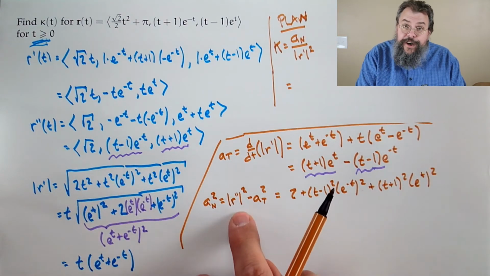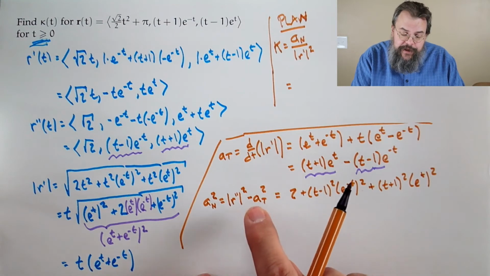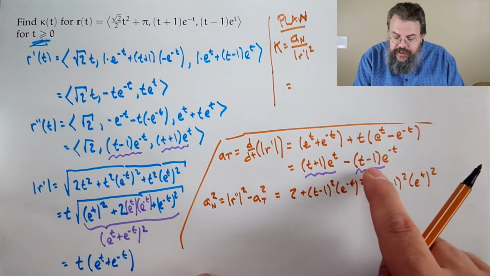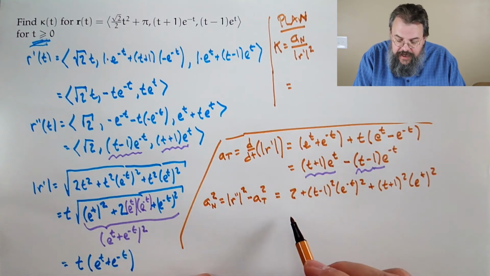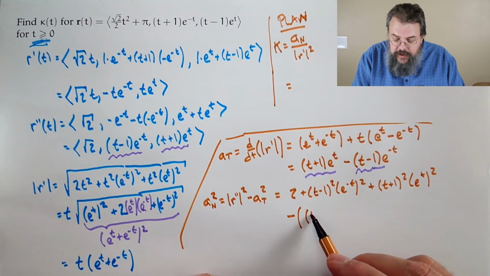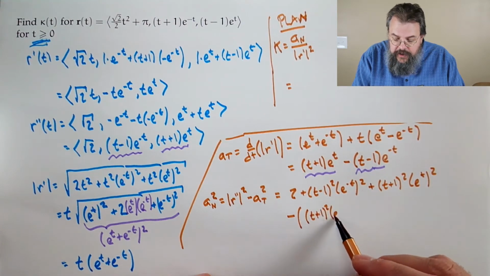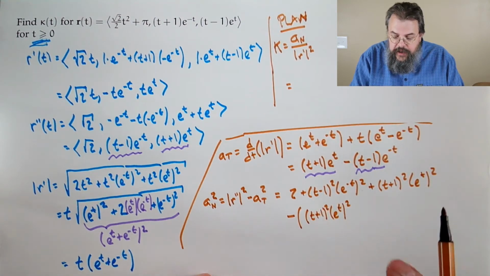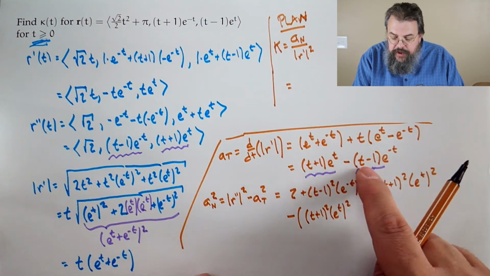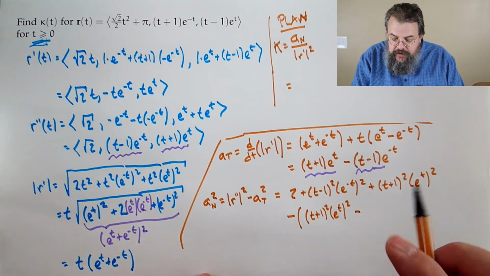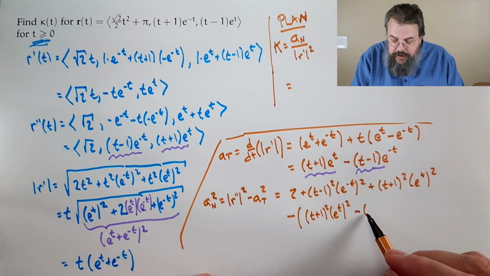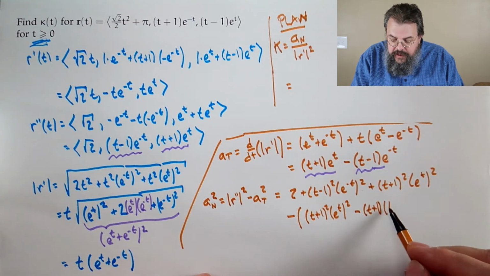Okay, that's the magnitude of r double prime squared. Now we're going to subtract this thing squared. Well, we have a subtraction here, so we're going to subtract. We'll square this one: t plus 1 squared e to the t squared. And so that's like our a squared. Then you have minus 2ab. So minus, because of that minus, this times that. So that's t plus 1, t minus 1.